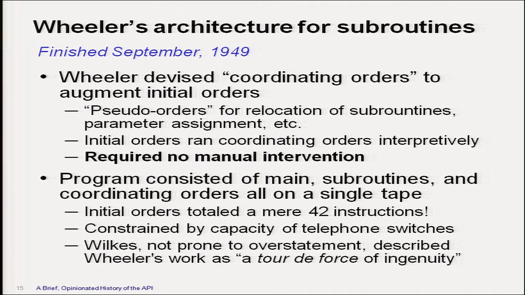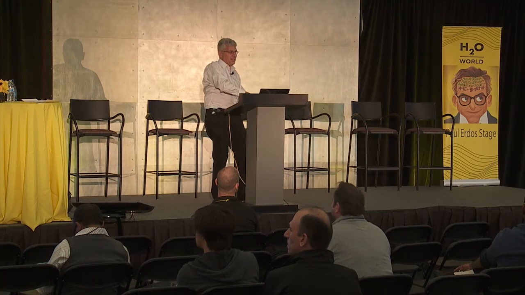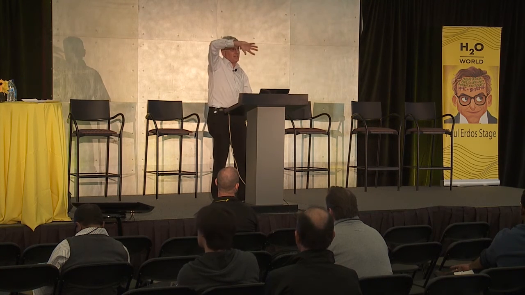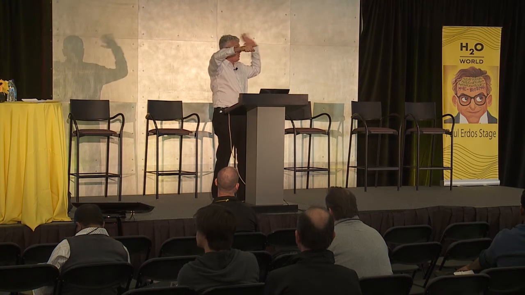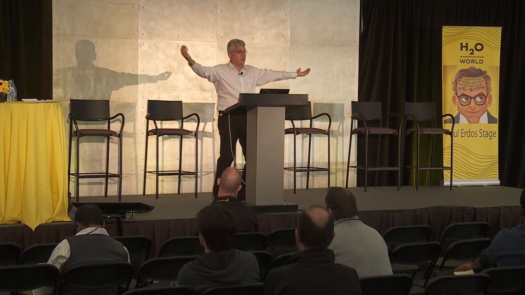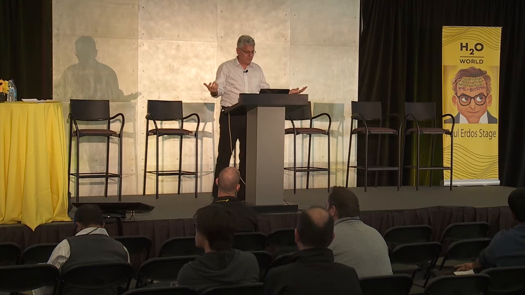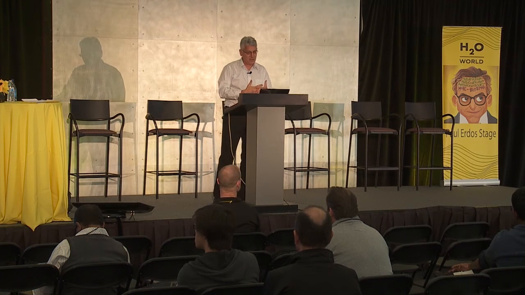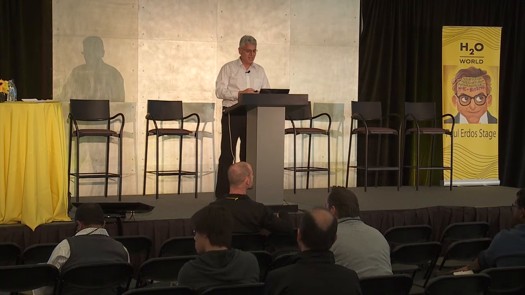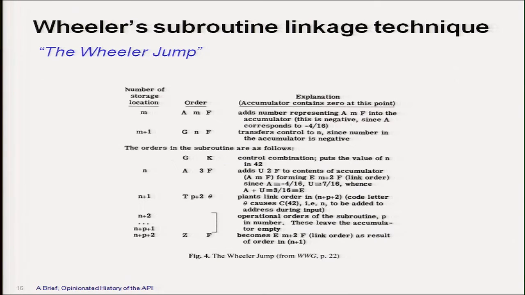The idea is that a single program was on a tape. It consisted of the main program and all of the subroutines, and the operator would put this into the computer, press the go button, which would cause the telephone switch to read these initial orders into the Mercury storage, and then it would execute them, and away it went. It would read the program off the tape, and the program would run. Wilkes, his advisor, who was not prone to overstatement, described Wheeler's work as a tour de force of ingenuity, and indeed it was.